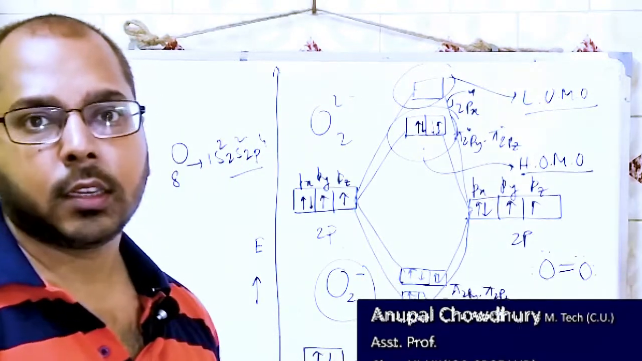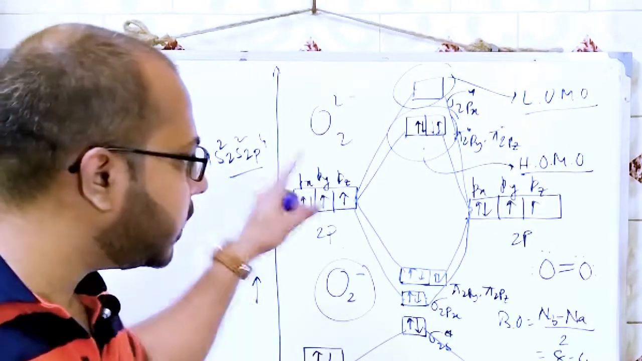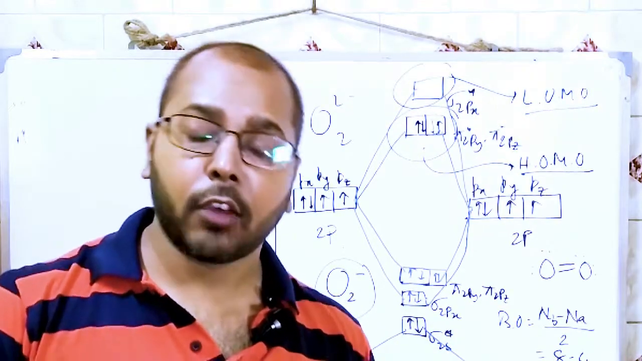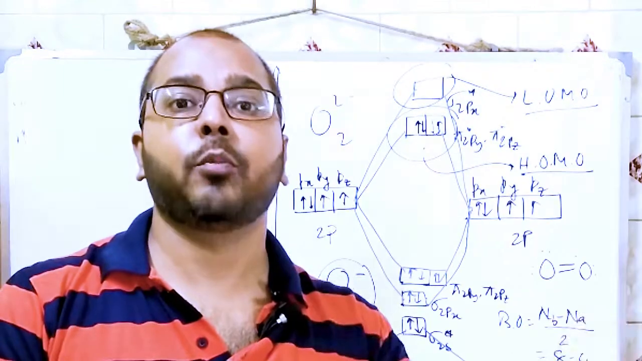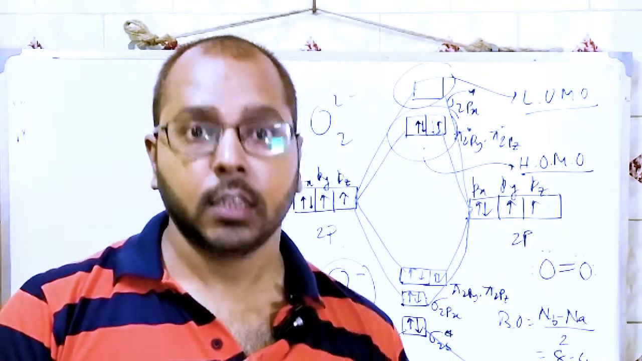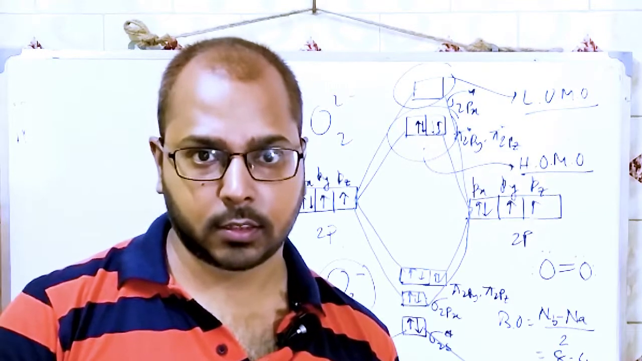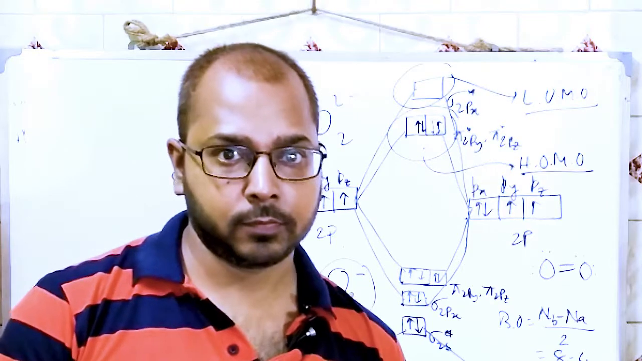Now come to the nitrogen part, the MO of nitrogen. All of these I am discussing now are homonuclear diatomics. I will also discuss some heteronuclear portion that is very much important for competitive purposes, like CO, CN minus, HF, all these things. So watch till the end of this video. Got it?